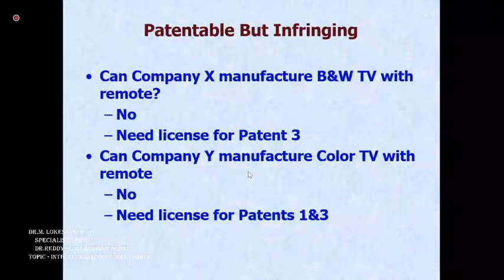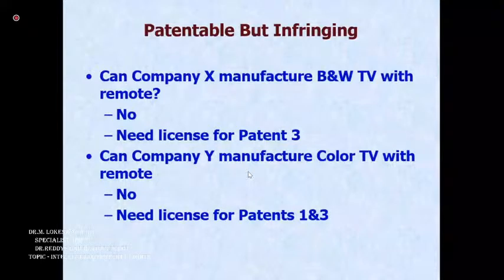Can company Z manufacture color TV with remote? No, because they should get the license from company X and company Y. In a similar way, what they have to do is either get the license from the other one, otherwise they have to wait till that expires.